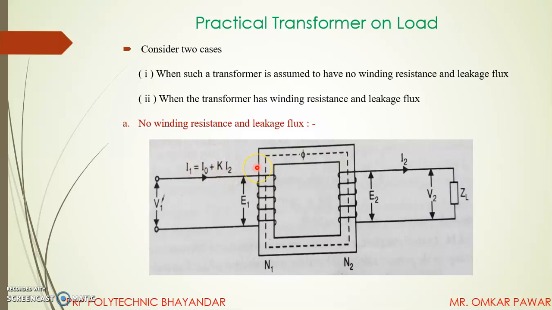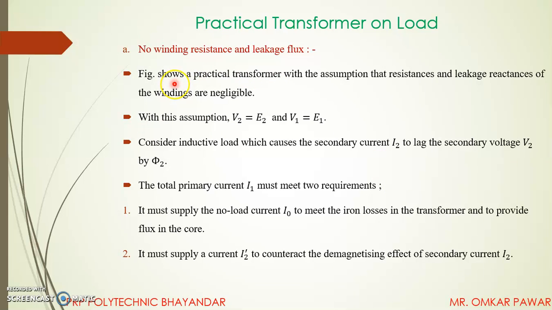So this is a circuit of transformer which does not have any resistance and leakage flux present in this. The figure shows a practical transformer with the assumption that resistance and leakage reactance of the windings are negligible. So with these assumptions, V2 is equal to E2 and V1 is equal to E1, as there is no resistance and leakage flux, so there will be no voltage drop in the circuit.